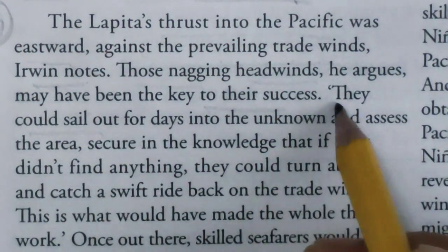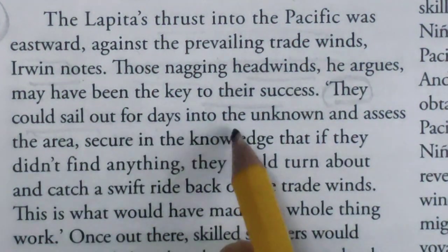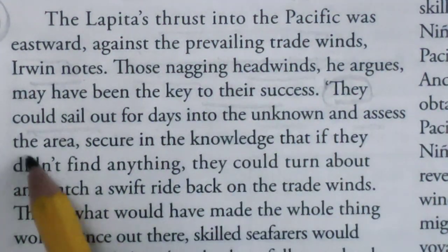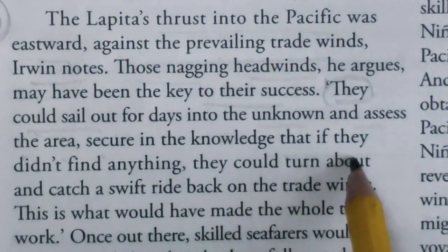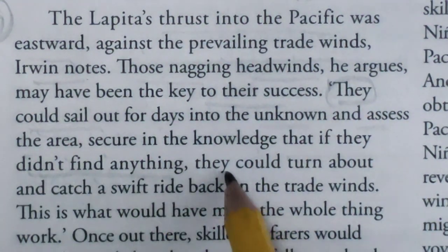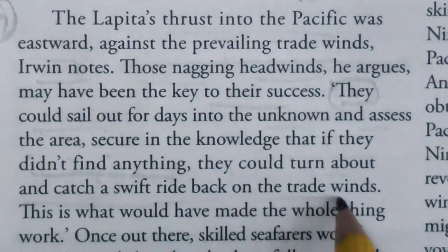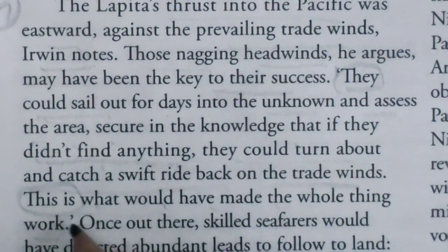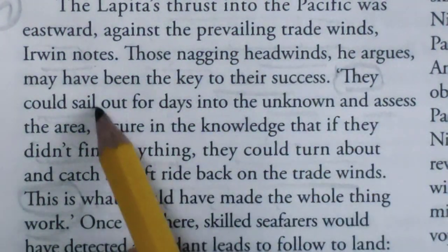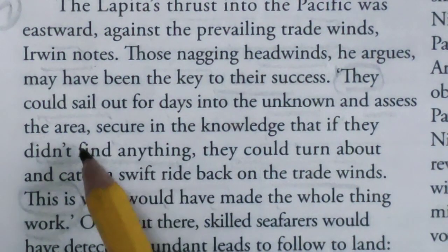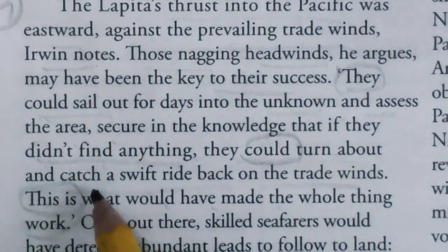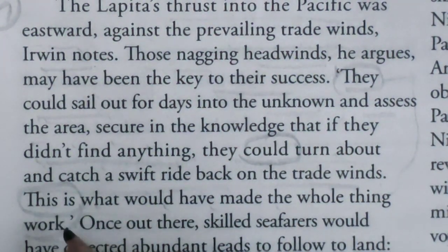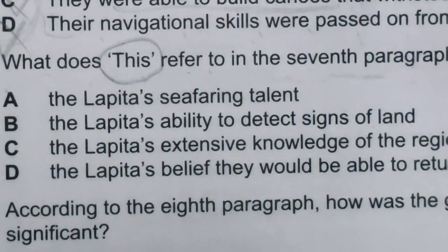They, meaning the Lapita, could sail out for days into the unknown and assess the area, this is in inverted commas, secure in the knowledge that if they did not find anything, they could turn about and catch a swift ride back on the trade winds. This is what made the whole thing work. They could sail out to unknown areas, and if they did not find anything, they could turn about and catch a swift ride back on the trade winds. It means they had the option to turn back.